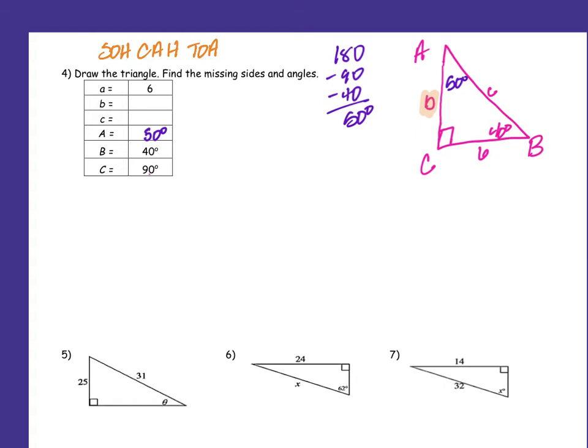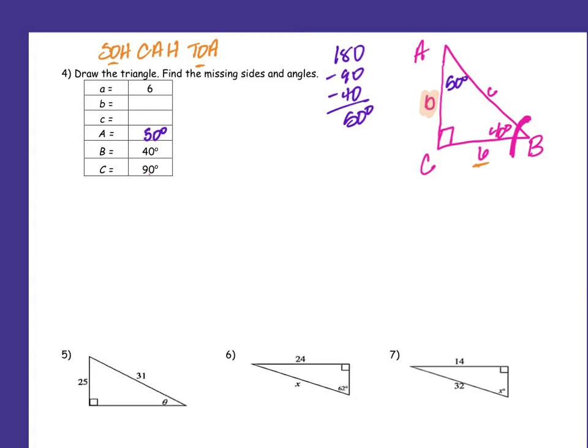I'm just going to choose one. It doesn't matter. So I'm just going to choose the one that they gave me to start with, which was 40. I'm going to mark this angle so I know which angle I'm looking at. That means B is opposite of 40, so I know I'm looking for one with an O in it. I'm either looking at sine or tangent. And then 6 is adjacent to B. So I'm looking for opposite and adjacent, which means I'm looking for TOA, tangent.